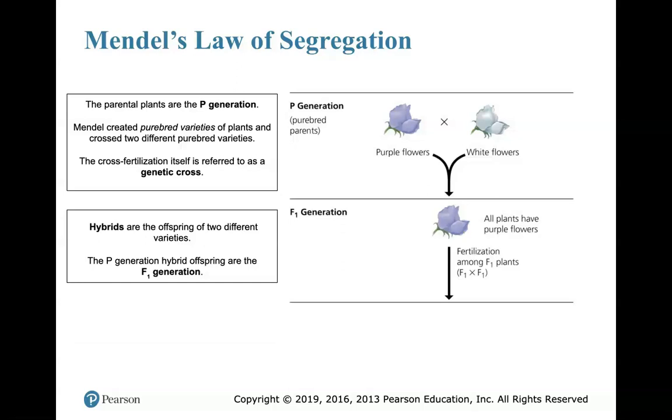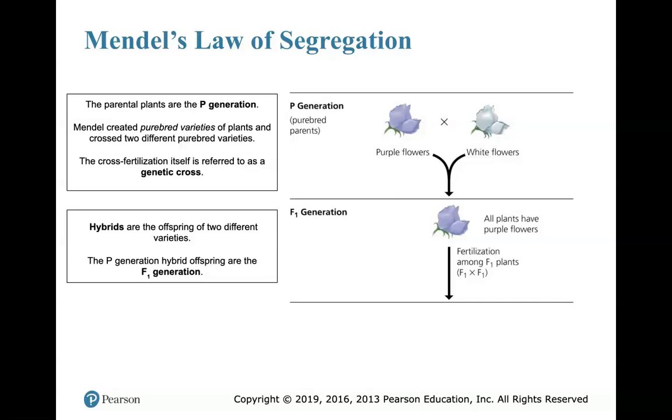So what Mendel saw when he did this in the F1 generation is that all the plants had purple flowers. So wait a minute, we had purple flowers here crossed with white flowers and we only got purple flowers. 100% only showed that purple trait. Mendel thought, that's interesting. What's going on to that white trait?